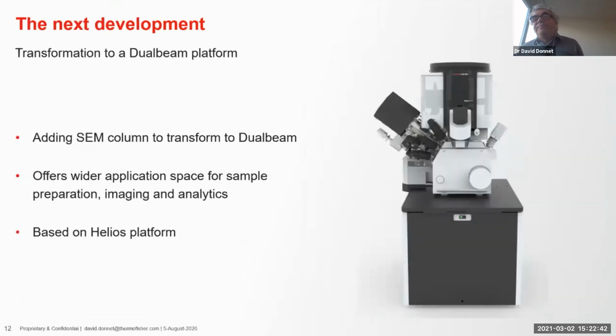But of course, people, again, they want more. They want to have the plasma FIB in a dual beam. So I think around 7-8 years ago, we added an SEM to transform this plasma FIB to a dual beam. We're now on the third generation of this, although it's called Helios 5. And this now offers a wide application space. And I'll talk about some of these applications and show some examples. Of course, this is based on the very popular Helios platform.